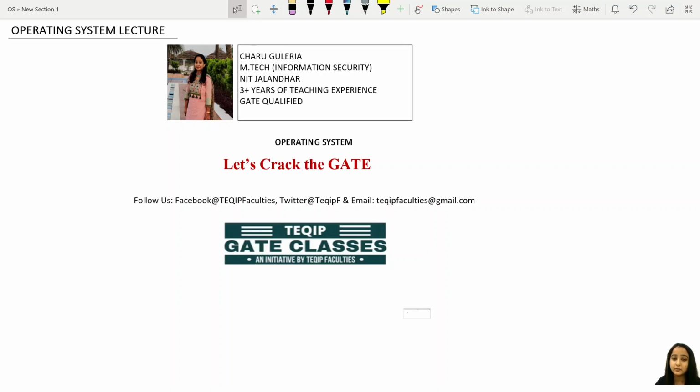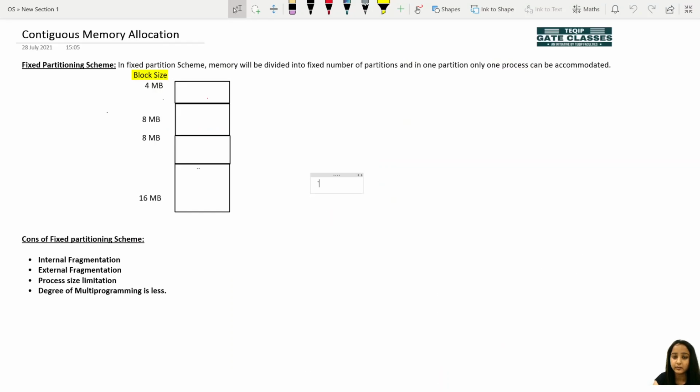So in the last lecture we talked about the different memory management techniques. We talked about the contiguous memory allocation method and non-contiguous memory allocation. I just gave you the overview of the two techniques. Let's study in detail about the two methods. First, we'll talk about the contiguous memory allocation method. Under that, we are going to study the fixed partitioning scheme and variable partitioning scheme.